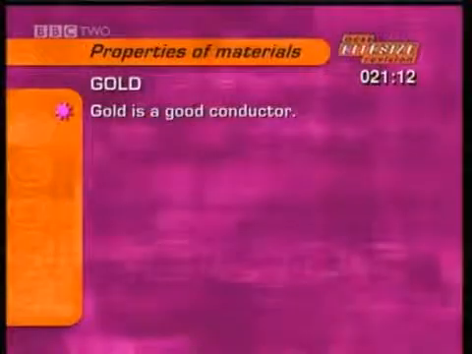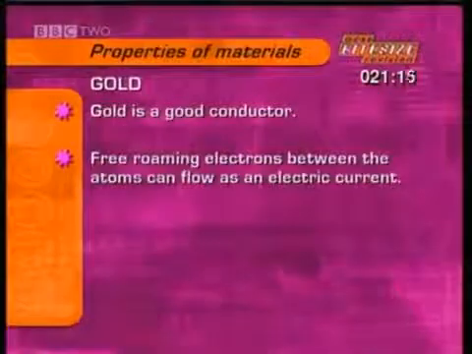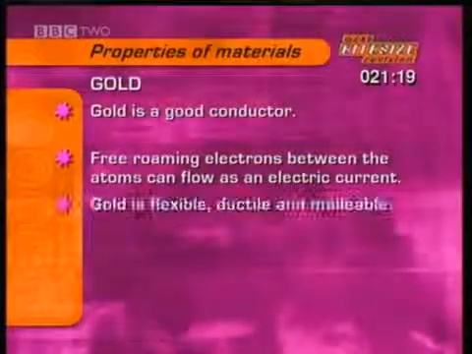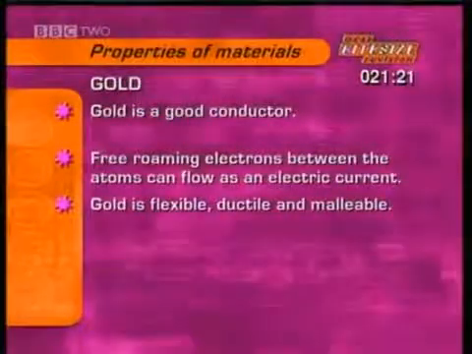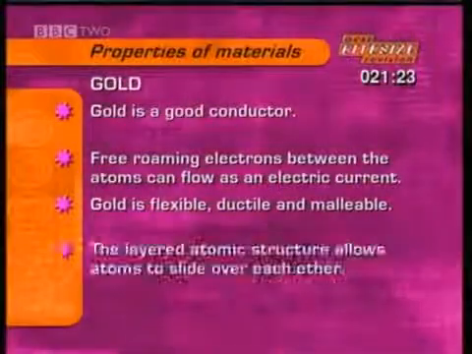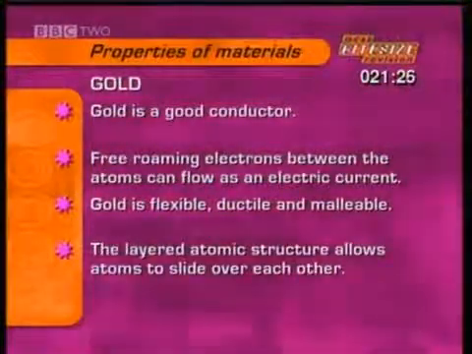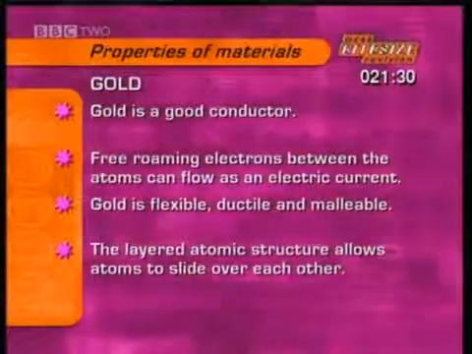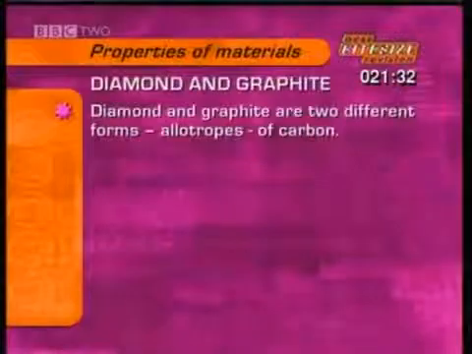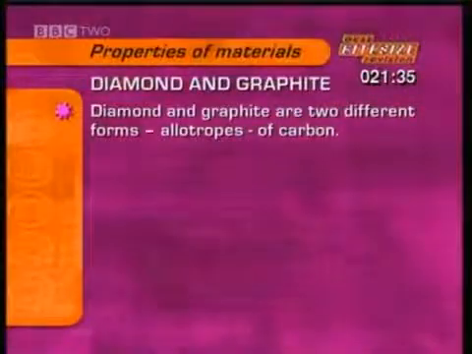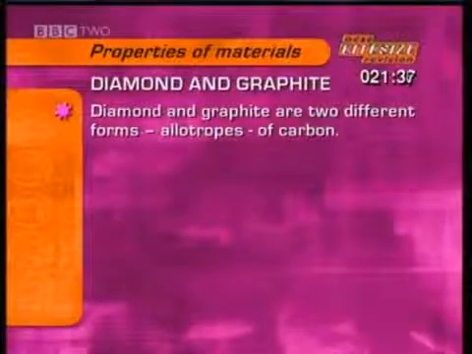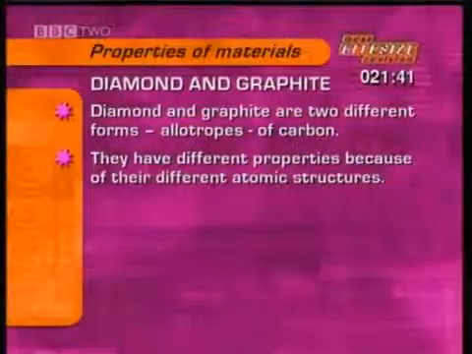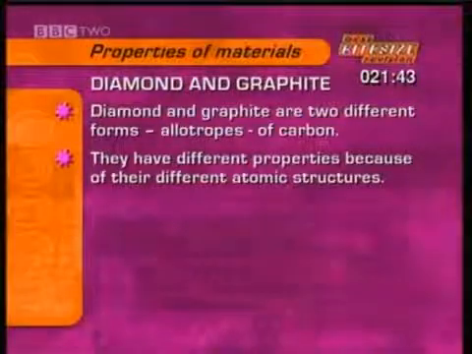So we saw that gold is a good conductor of electricity because free-roaming electrons between the atoms flow as an electric current. Gold is also flexible, ductile and malleable because the layered structure allows its atoms to slide over each other. The clip also looked at diamond and graphite. These are the two most commonly known forms, known as allotropes, of carbon. They have very different properties because of their different atomic structures.